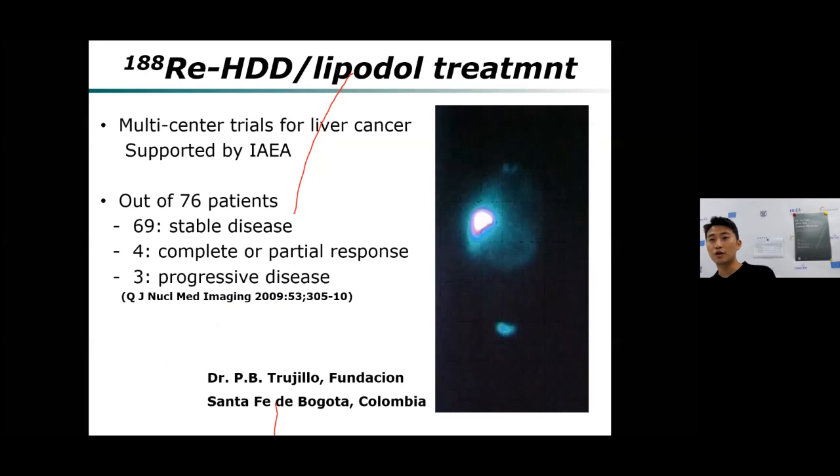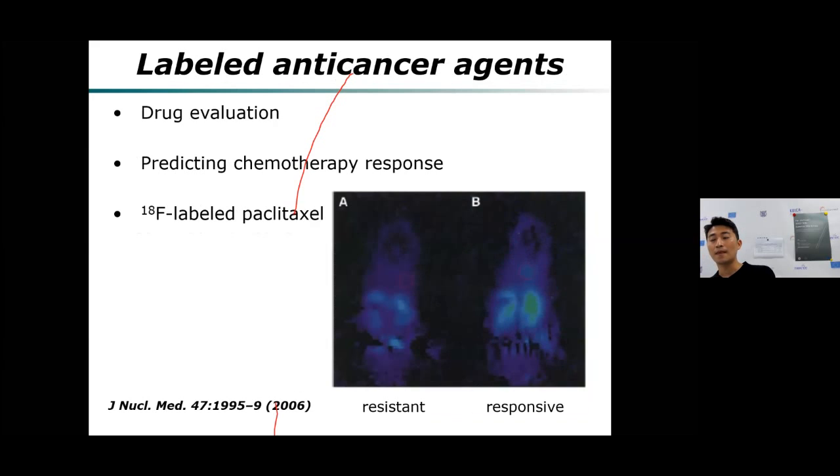With this structure, we already have some treatment uses in a multicenter trial for liver cancer supported by the IAEA. And this is another example of using a radioisotope labeled drug. We used FAT labeled paclitaxel and took an image, so you can see a clear image of the targeting region here.